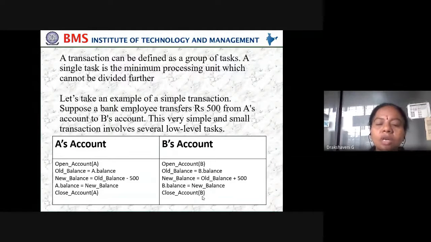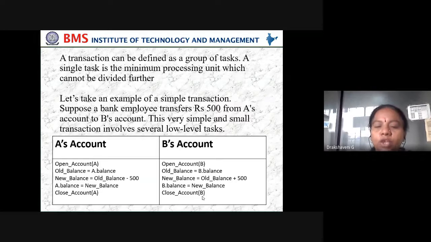In the B account, because I have to transfer 500 from A to B, I should know to which account I have to transfer 500. So then I should know what is the B account. If I say B account is some 155, then I have to first open that. So open the account B. Then what is the balance in the B account? Suppose the balance in the B account is 2000.